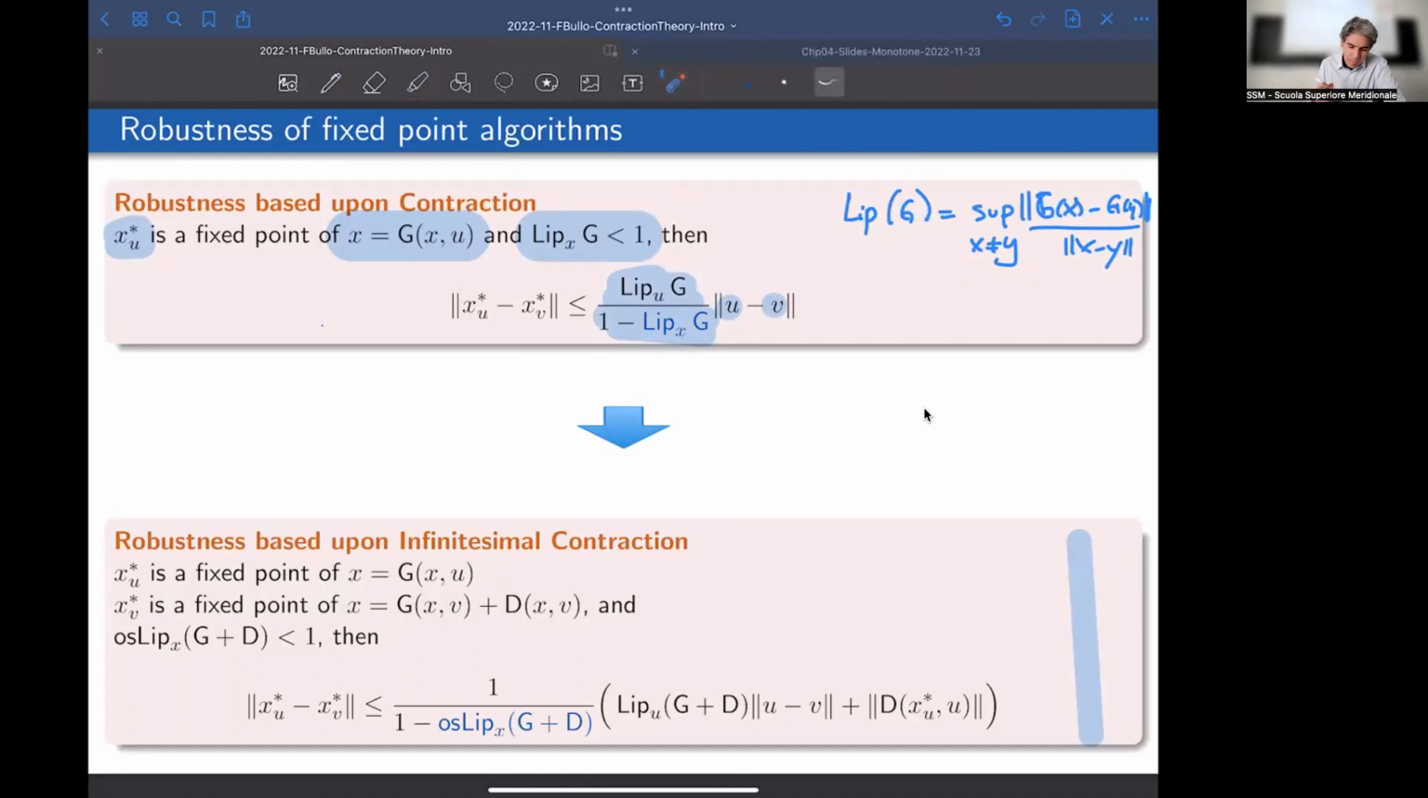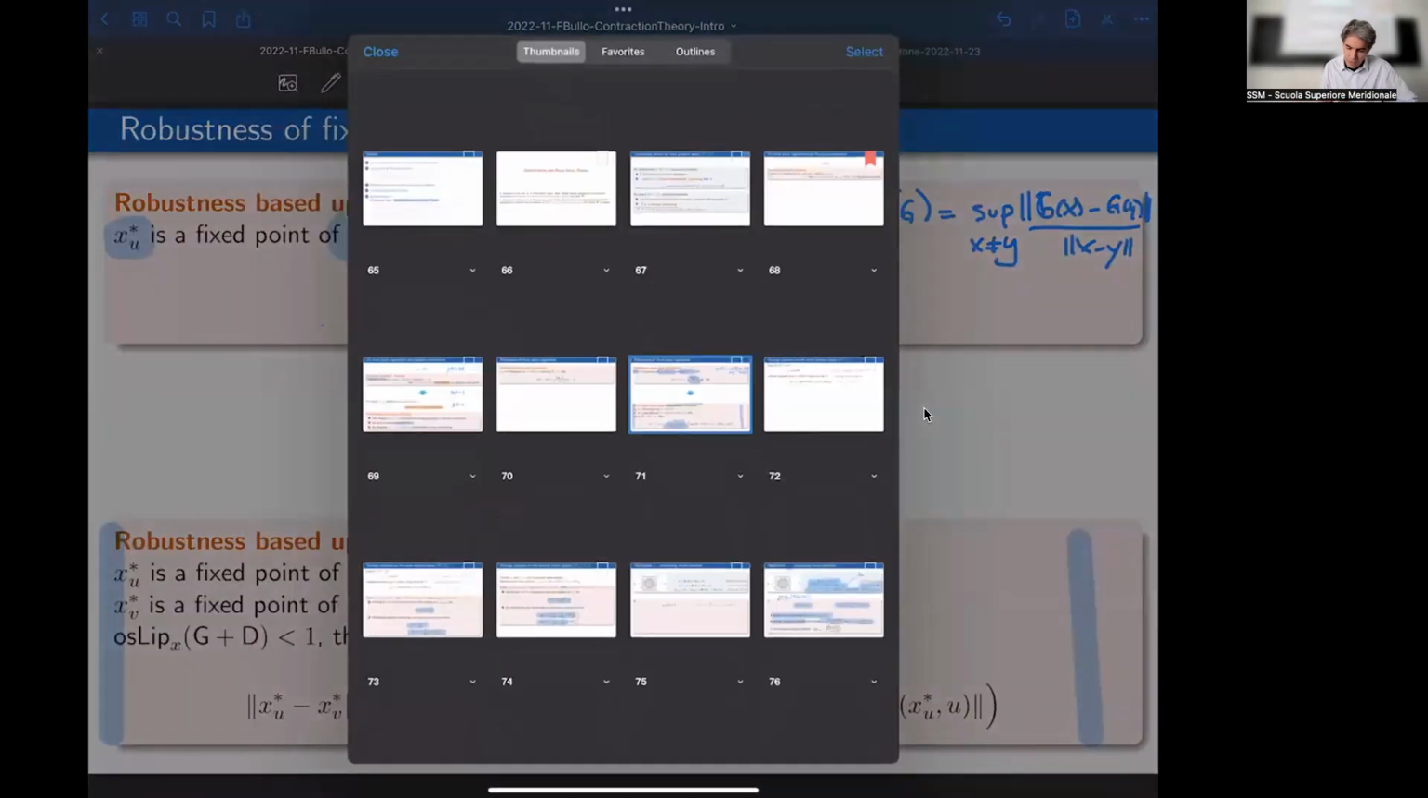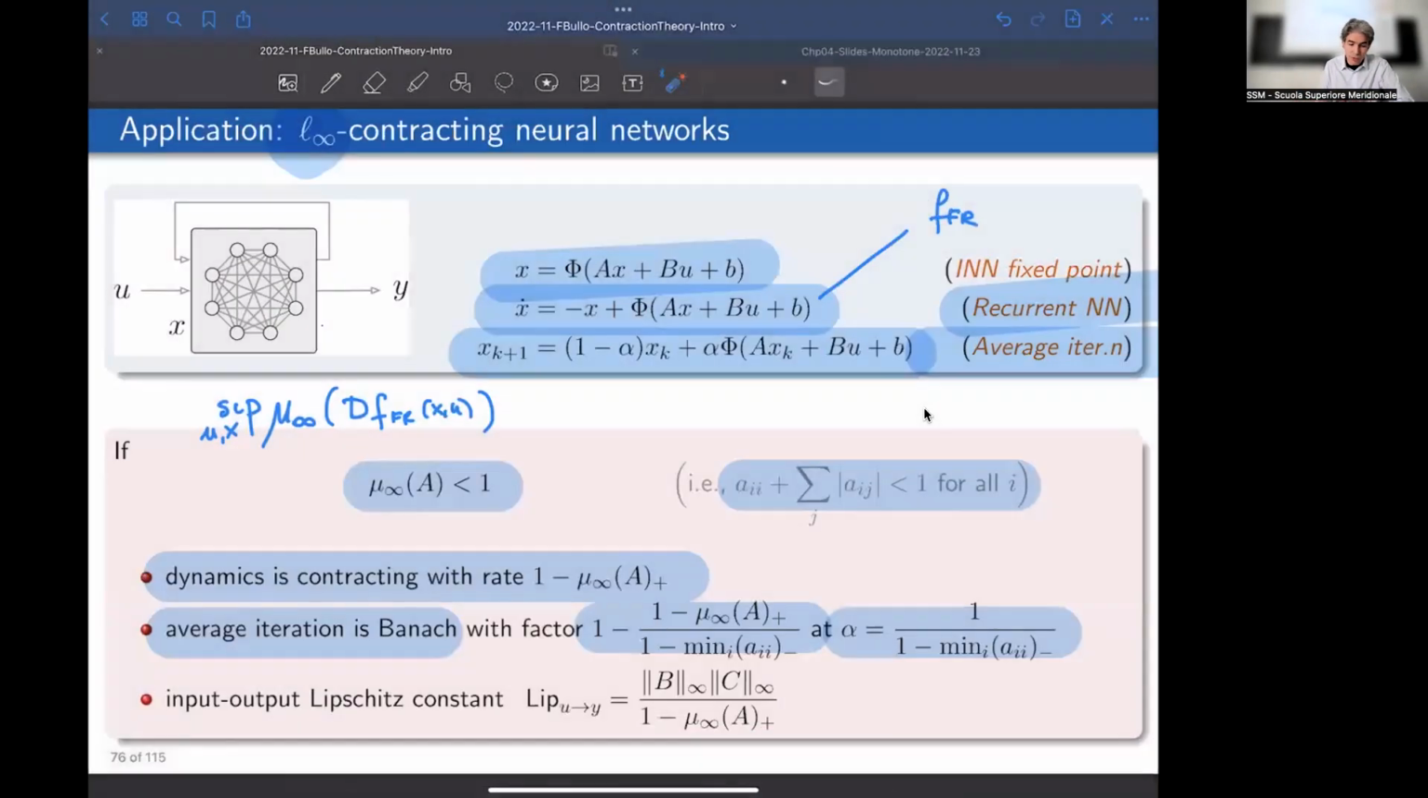So I wanted to remind you that as you vary the inputs, vary the data, you have some parameters, there is robustness. This robustness is in the form of Lipschitz constants. And I quickly showed you during the first lecture that an even stronger robustness result is given in the case of infinitesimal contraction. It's a stronger result, meaning this Lipschitz constant is even smaller than the one for the discrete time case.